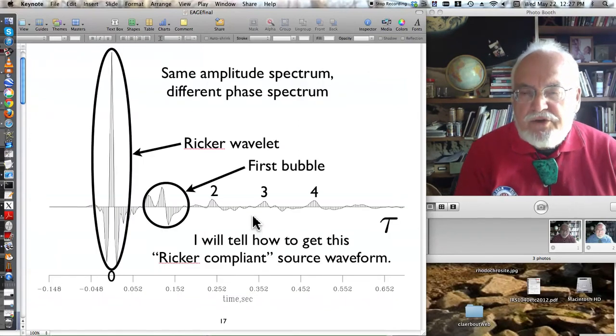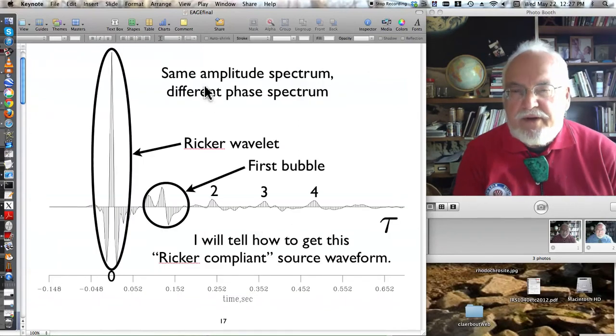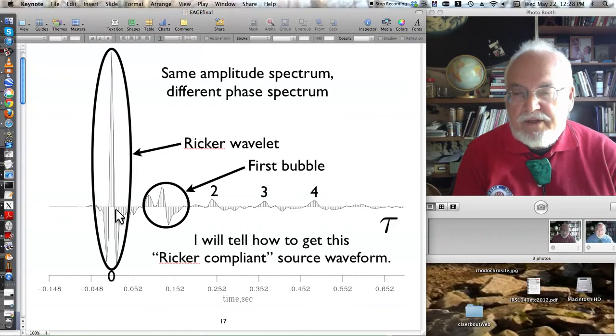So what I'm going to show you is how to use the same amplitude spectrum, but come up with a different phase spectrum, and we'll have a Ricker wavelet at the onset, and that's how we get these nice results.